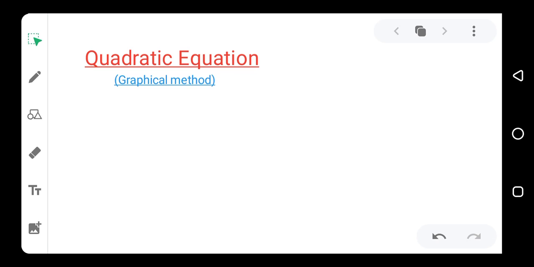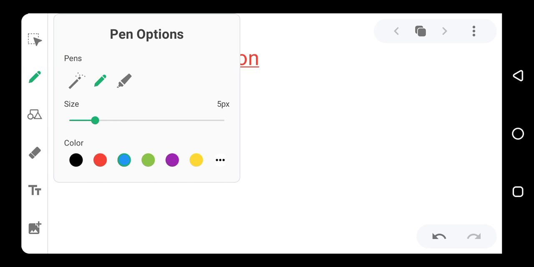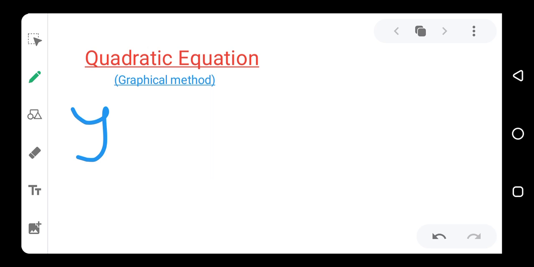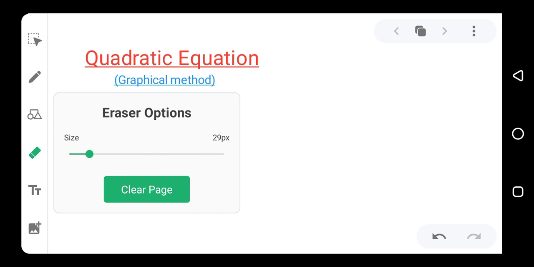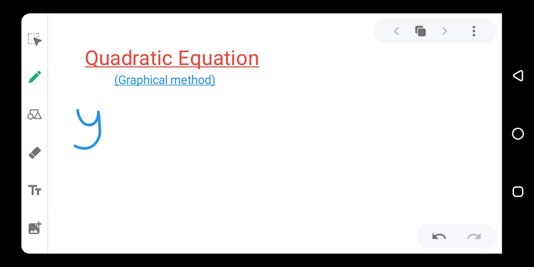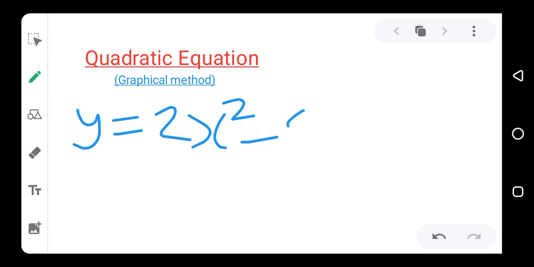Now, if you are given a quadratic equation like y is equal to 2x squared minus 9x minus 1.